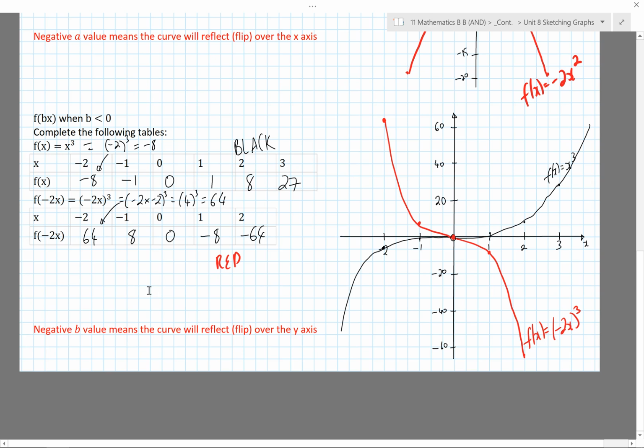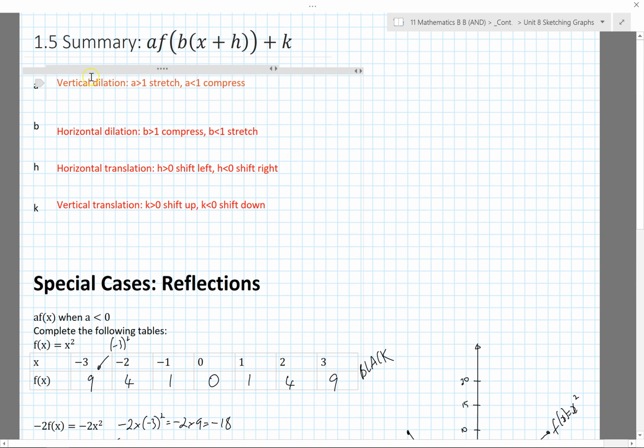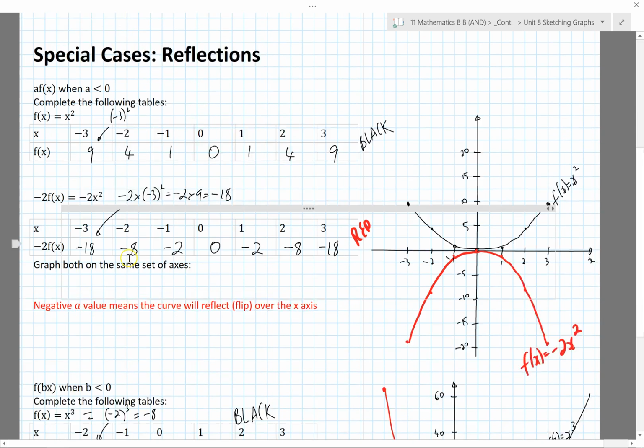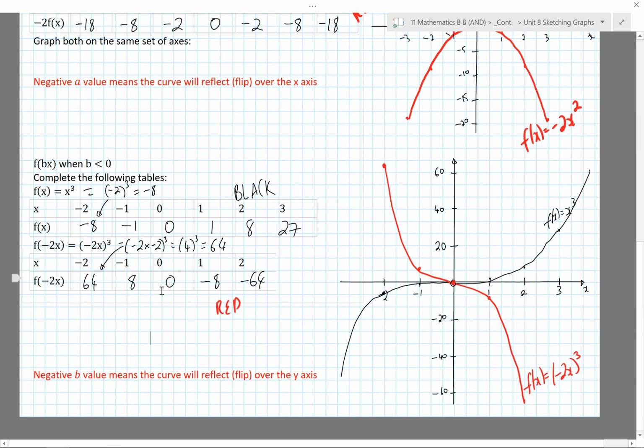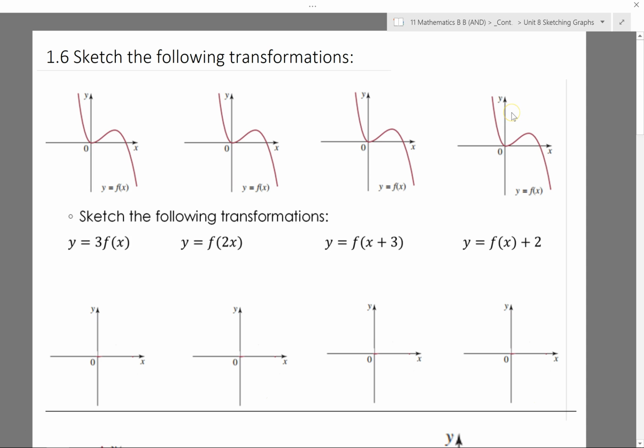So in addition to these four ideas of what a, b, h, and k do, we also have these reflections. So now let's actually use the things. I want to draw what these things look like. I'm given what the function looks like. I'm not told the equation of it. I'm just told that we're going to do these transformations to it.